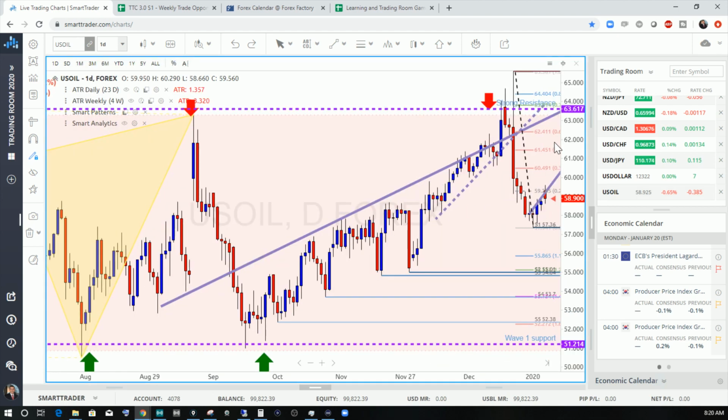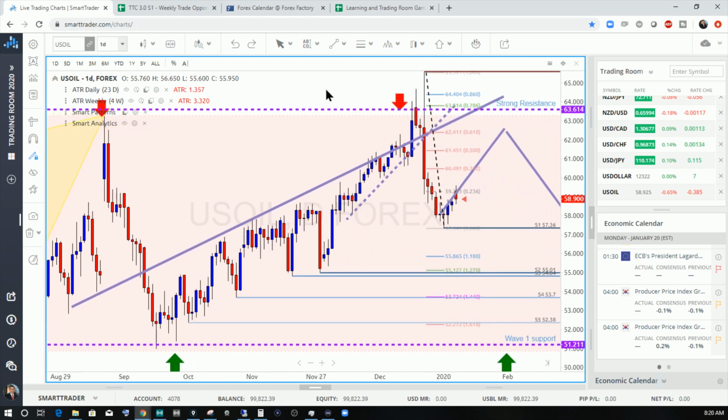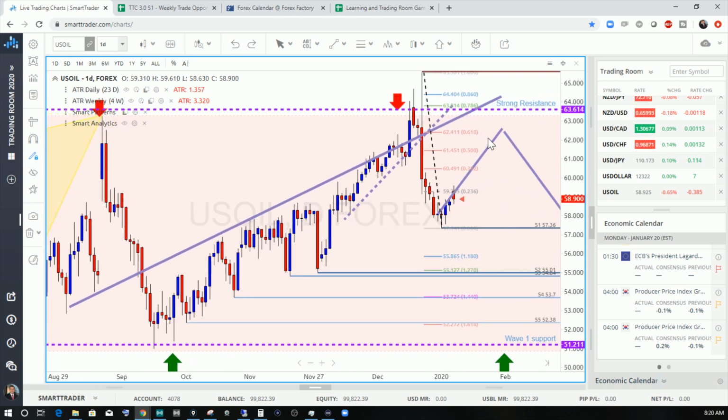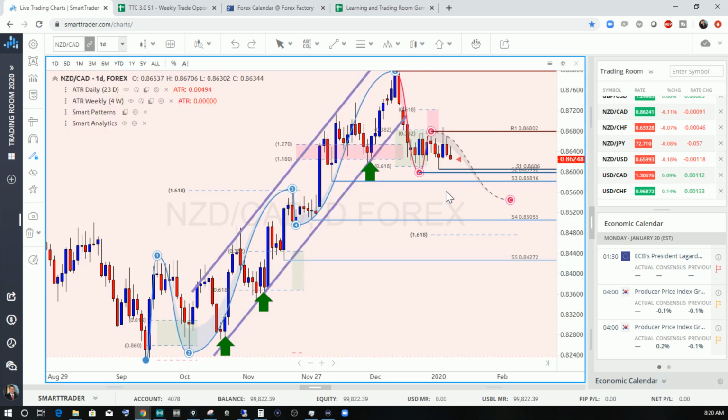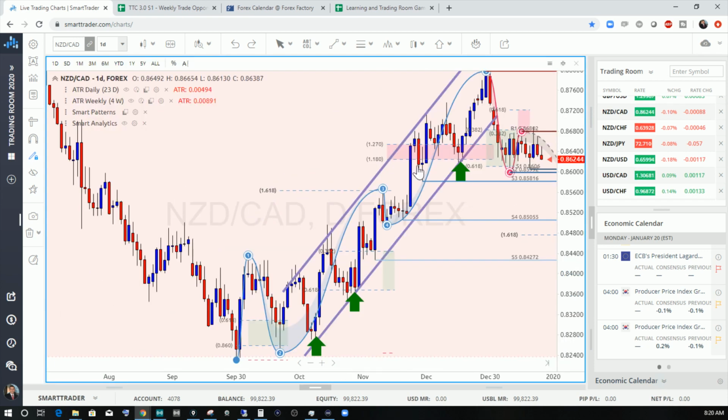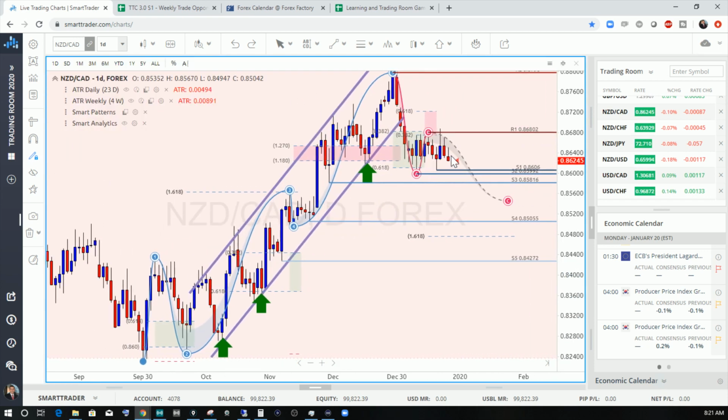We said that US oil is going to strengthen, right? Just short term strength in US oil, then turn around and head back down south. If that's the case, let's go back to the New Zealand CAD. So a little strength in US oil would mean what? It would mean price is going to push lower down. So a little bit of strength in US oil will push New Zealand CAD bearish.